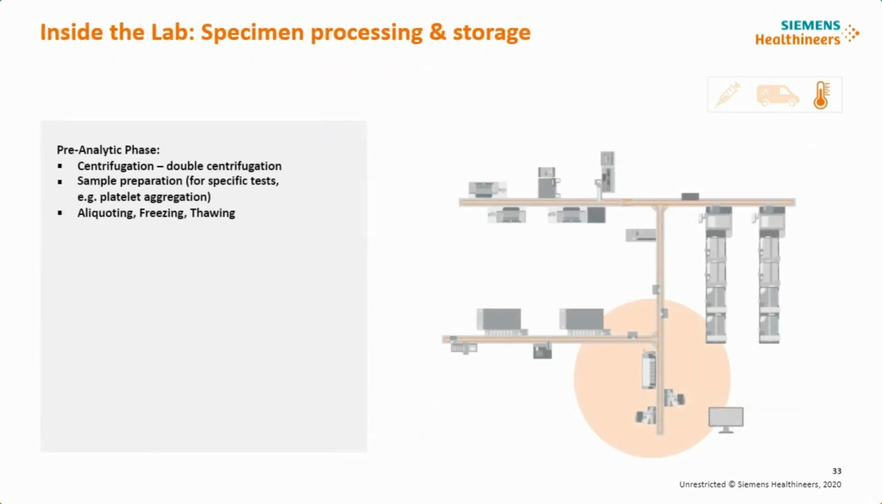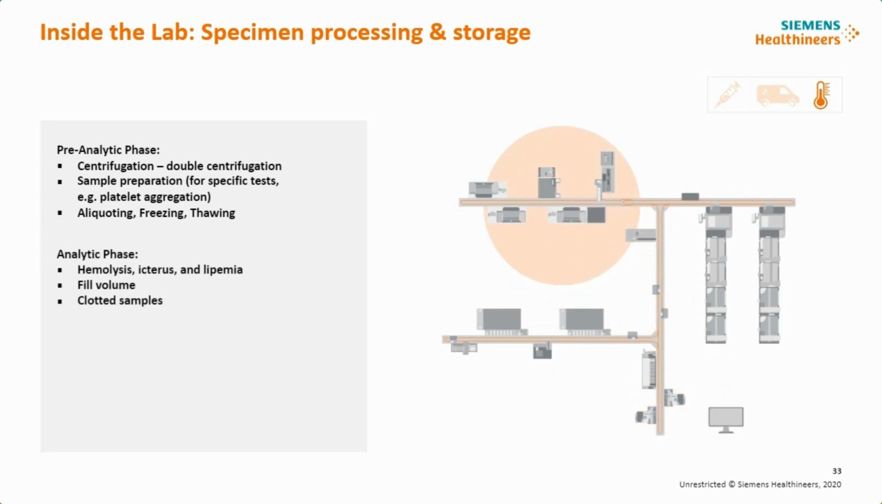So if we take a 30,000-foot view, from a pre-analytical phase, we look at the centrifugation, the different types of techniques that we would have to undergo, how the sample is prepared, how the sample is drawn, of course, that's before it comes to the lab. Aliquoting, freezing, and thawing if needed, right? Then we look at the analytical phase. We look at hemolysis, icterus, lipemia, fibrin, clotted samples. Those are things that we have to take into consideration.